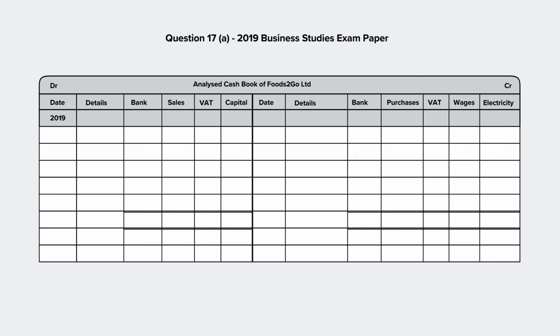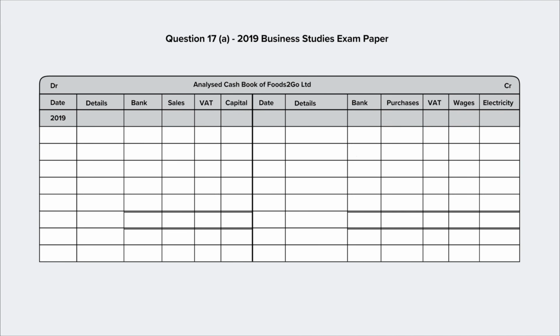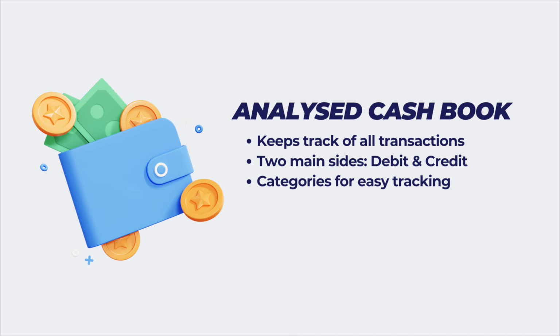It can seem quite daunting, but really once we begin to break it down and take it section by section, it's really not that difficult. An Analysed Cashbook is like a detailed financial diary for your business, keeping track of all the money coming in and going out. The cashbook serves a couple of purposes, but the main one is it keeps track of all transactions. Just like you'd note down every time you spend or receive money in a personal diary, the Analysed Cashbook records every single financial transaction for the business.